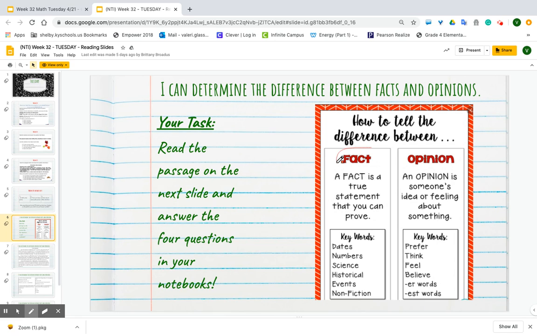We are going to look at fact. A fact is a true statement that you can prove. There are keywords in that: dates, numbers, science, historical events, nonfiction. You have to be able to prove that it's true.